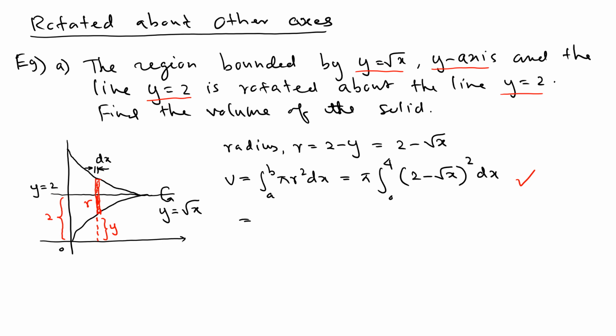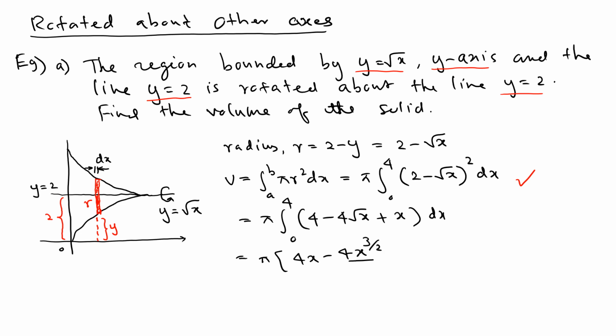So how do we evaluate? First we're going to distribute inside. If you distribute, you square the first term, which is 4, then twice the product, which means minus 4 square root x, and then if you square the last one you get plus x, dx. These are easy to integrate, so we can do term by term integration. So it's 4x minus 4 times x to the 3 halves divided by 3 halves, plus x squared over 2, evaluated at 4 and 0.